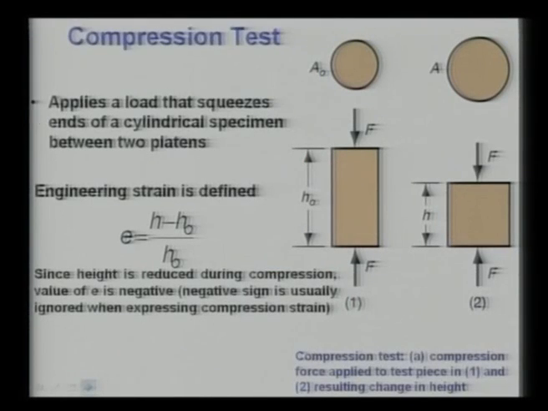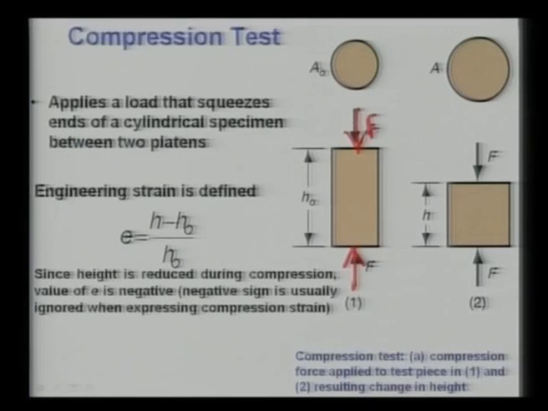Now coming to the compression test. As I mentioned earlier, it essentially means that you are squeezing with the application of some force from both the ends, and an equal amount of force is applied from both the ends. This is the initial state of the sample. This is the final state of the sample. What you see is that its cross sectional area increases from A naught to A, and the height H naught decreases to H, as a result of the compression test.